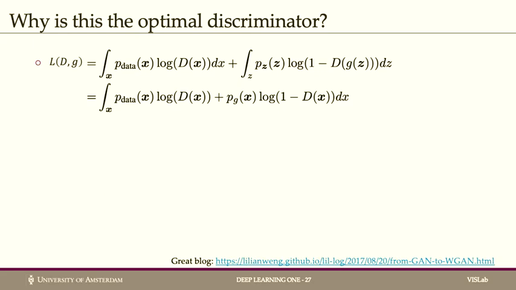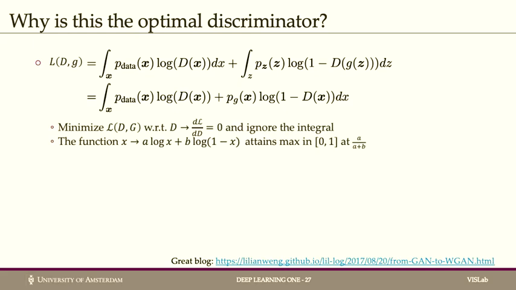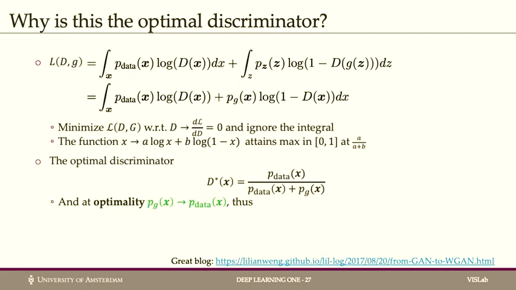Now this doesn't look as easy yet, and we wouldn't know where we end up. But if we differentiate this by D, by the discriminator, we can use a formula from mathematics again, that a log x plus b log(1 minus x) has a maximum at a divided by (a plus b). This is exactly the type of formula that we have here. So we have a, which is p_data, log D, that's the x that we have, and you plug these in, and then you get the optimal discriminator as this.